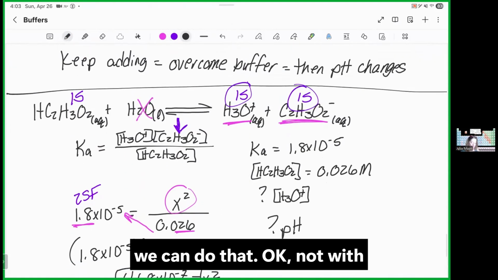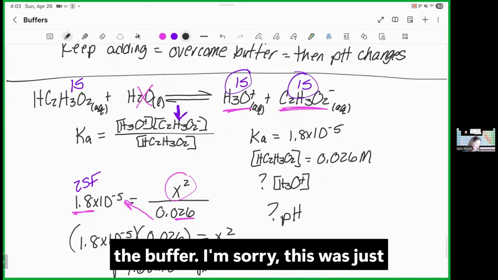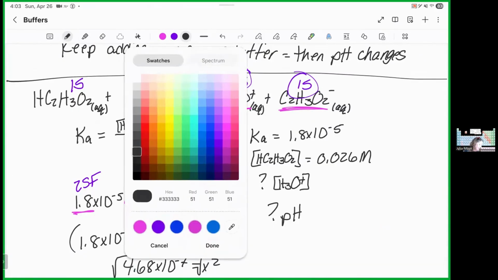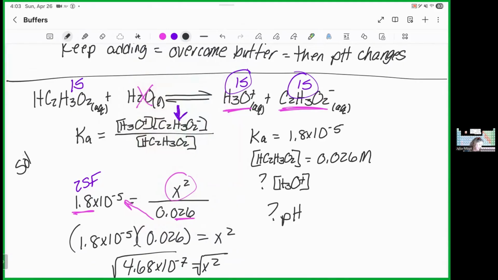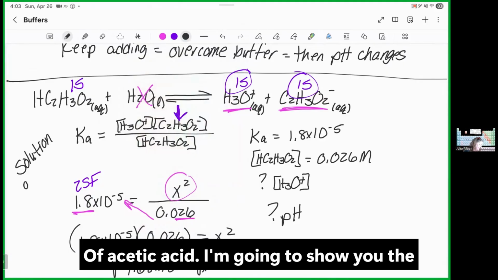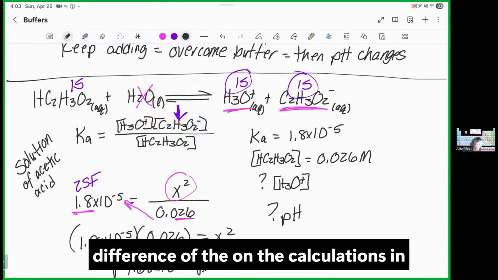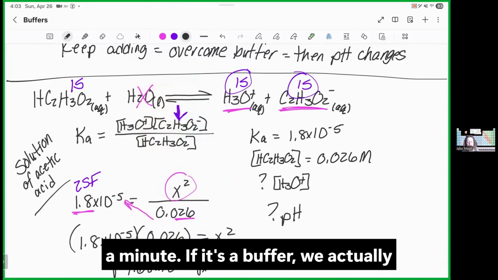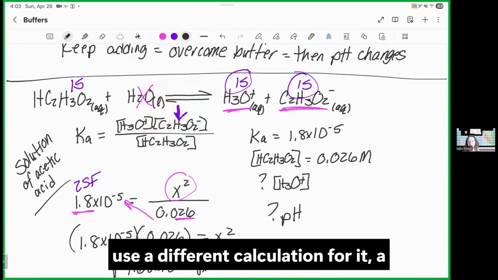Okay, so we can do that with buffers. Okay, not with a buffer. I'm sorry. This was just a solution of acetic acid. I'm going to show you the difference in the calculations in a minute. If it's a buffer, we actually use a different calculation, a different equation.